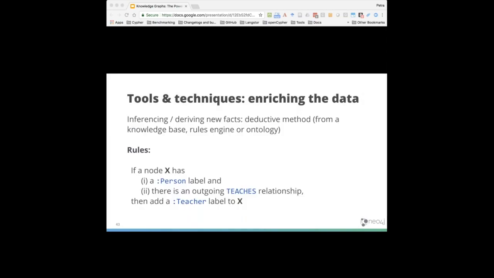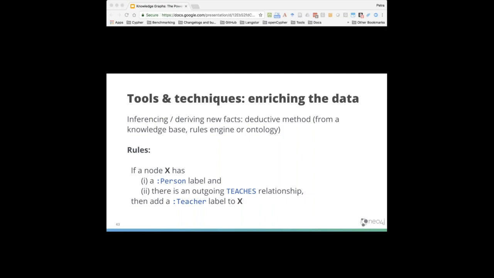So another way of enriching the data through the inference or derivation of new facts is something called the deductive method. I'm not sure if any of you here are from the knowledge base or ontological world. I'm talking about RDF and SPARQL and things like that. That's about deriving new facts through using rules. For example, I've just sketched out an example down there.